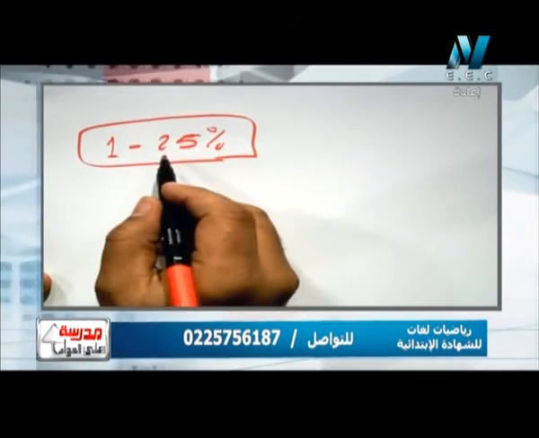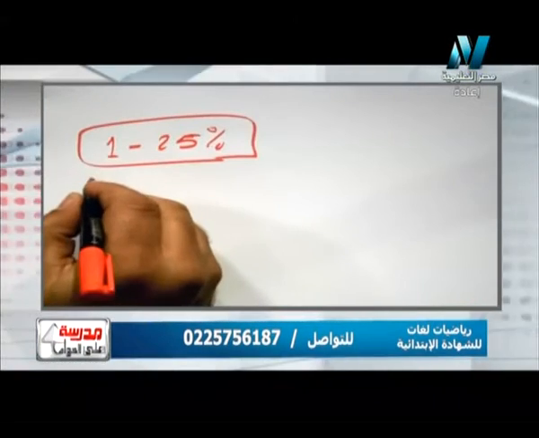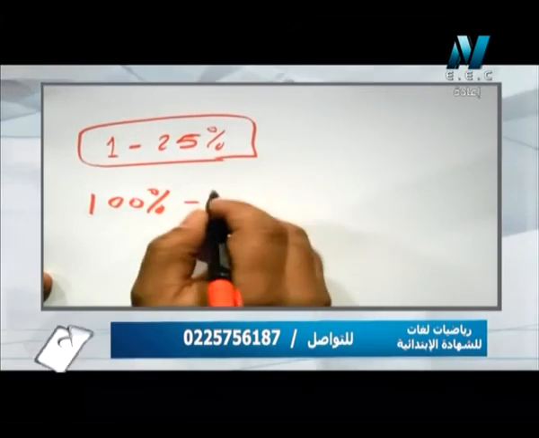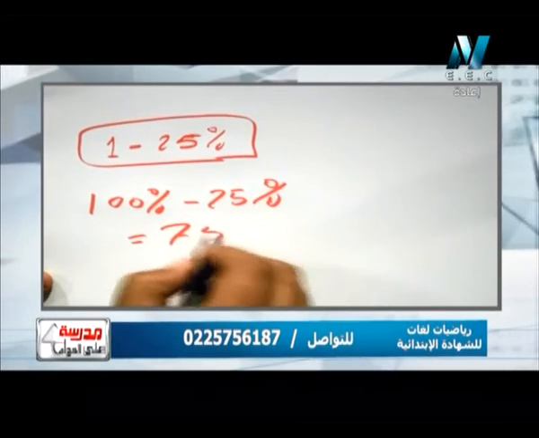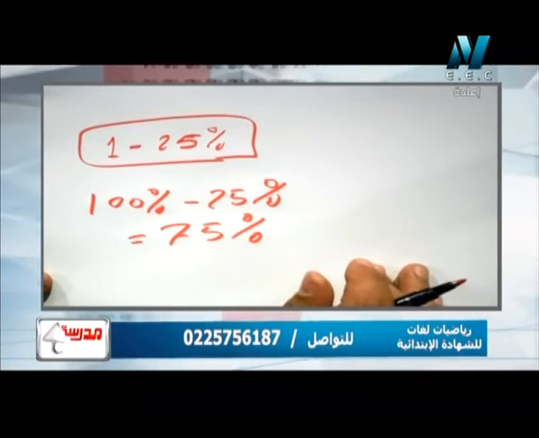How? Bravo, your answer is right. You just told me that when we want to convert any number to a percentage, just multiply it by 100. So 1 times 100, the result will be 100%. Minus 25%, the result will be 75%. That's the first way.